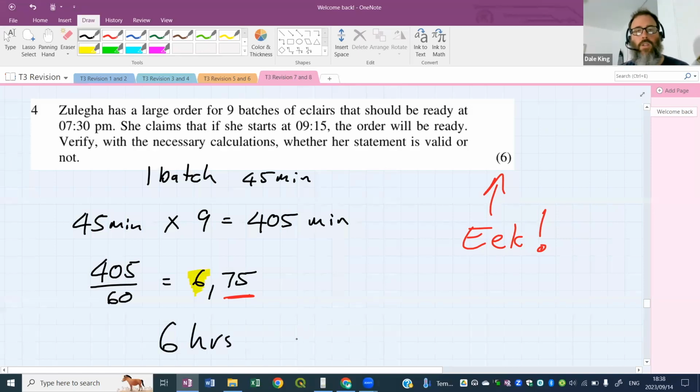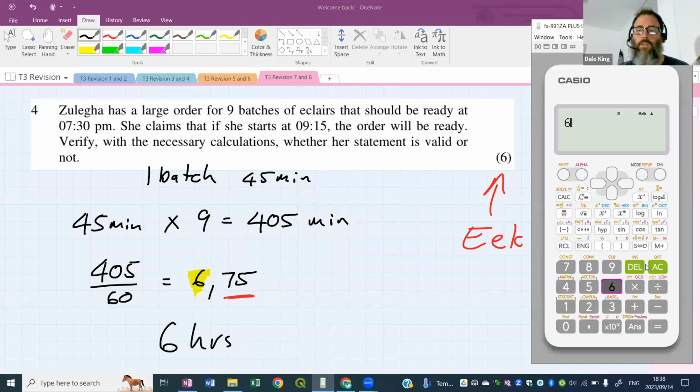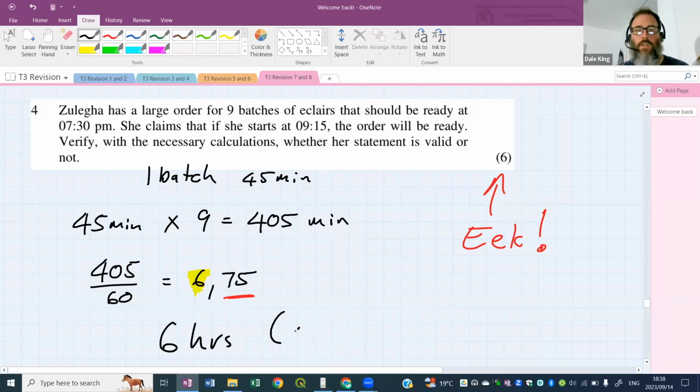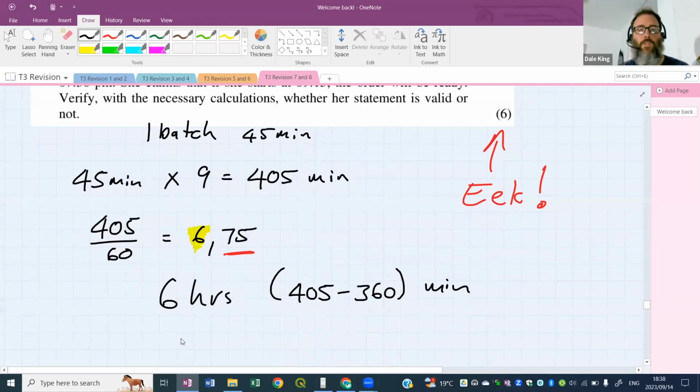The question is, how many minutes do we have left? Well, 6 hours times 60 is 360 minutes. So I'm going to say 405 minus 360 minutes, and that'll give us however many minutes we've got left. We've got 45. So that's 6 hours and 45 minutes.